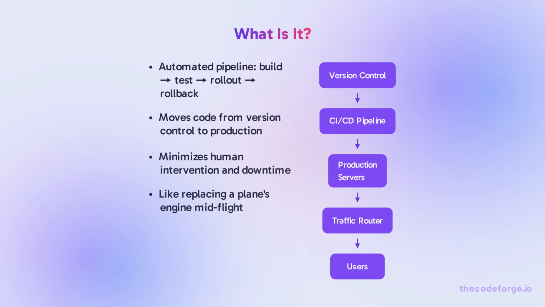Before we dig into that production issue, let's design a code deployment system. A code deployment system is the automated pipeline that moves code from version control to production servers, handling build, test, rollout, rollback, and traffic shifting with minimal human intervention.